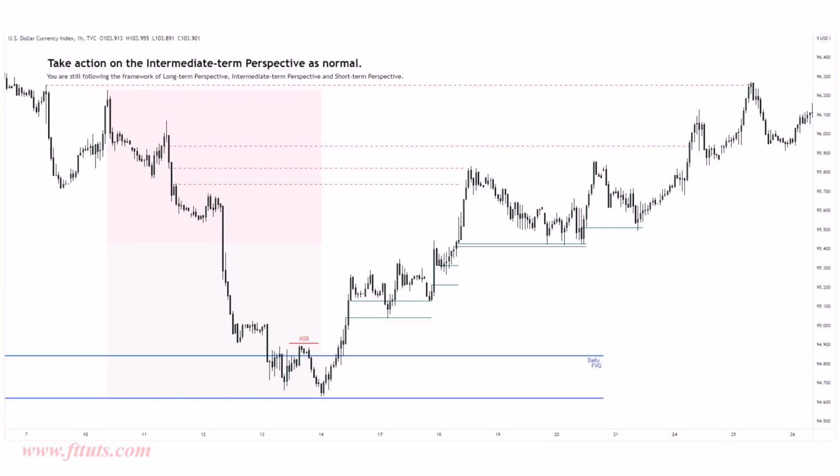Then after we have made our long-term perspective clear, it's fine to go to the normal way of doing things, which is 1 hour and 15 minutes for intermediate term perspective and 15 minutes perspective. So just do the same thing as normal. Just follow your framework. Nothing has changed. You see here, parent order flow gets activated. Do we have confirmation? Yes, we have a break in structure.